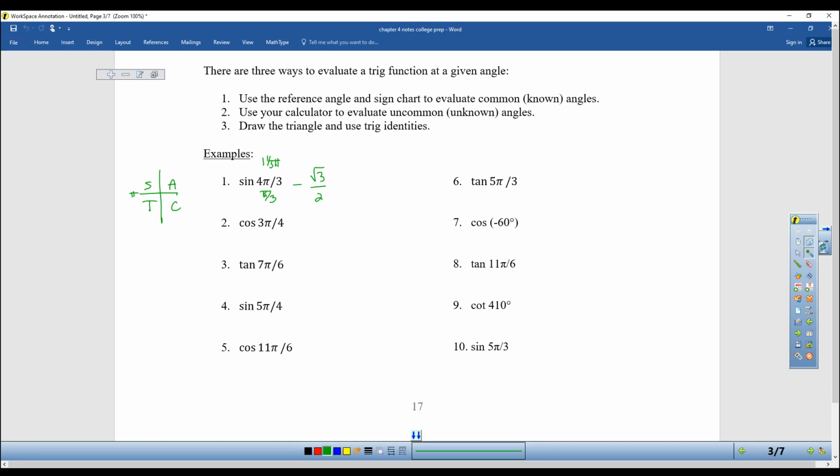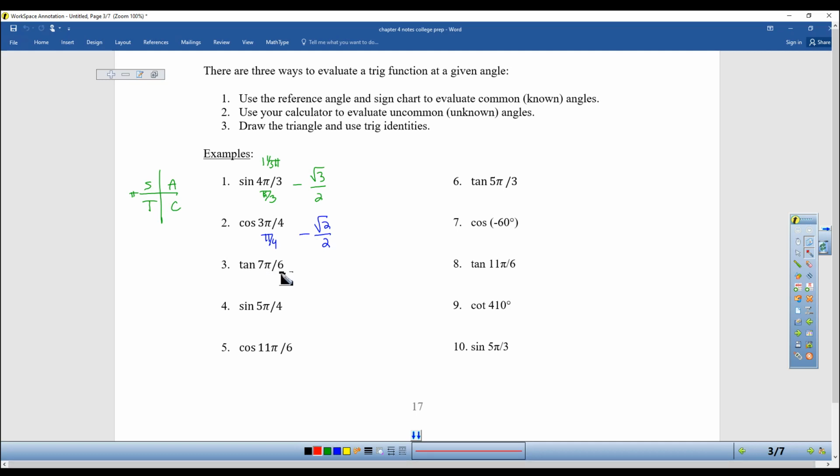So if you don't want to watch this entire section, obviously you don't have to, but I'm going to go through each one, hoping that it'll help you understand it. The next one, I look at 3 pi fourths, and I think the reference angle is pi fourths. I look at my chart. Cosine of pi fourths is the square root of 2 over 2. Cosine in, well, first I need to figure out the quadrant. So 3 pi fourths is in quadrant 2, and cosine is negative in that quadrant.